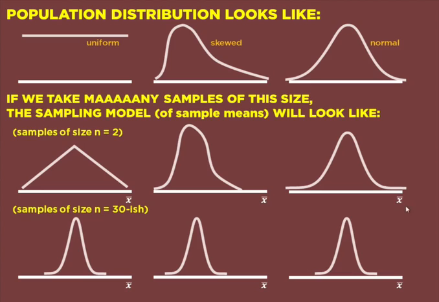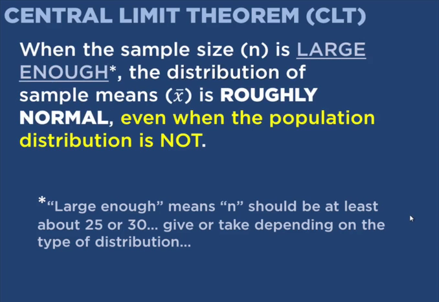The name of this phenomenon is something huge in statistics, and this is called the central limit theorem. As long as the sample size is large enough, the distribution of means is going to be roughly normal. Now, large enough is a bit subjective, and it kind of depends on the scenario, but for the purposes of this class, we'll say 25 or 30-ish. If the sample size is at least that big, you can use the normal model no matter what.